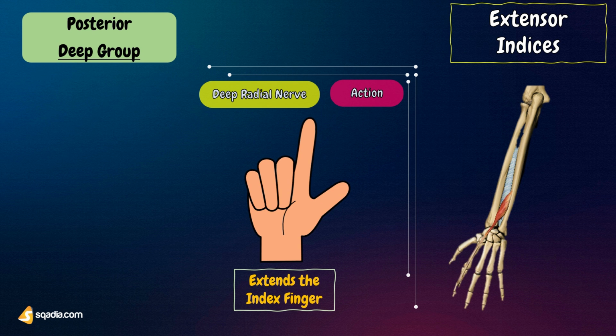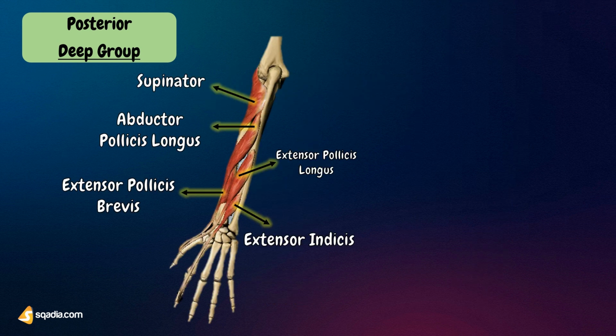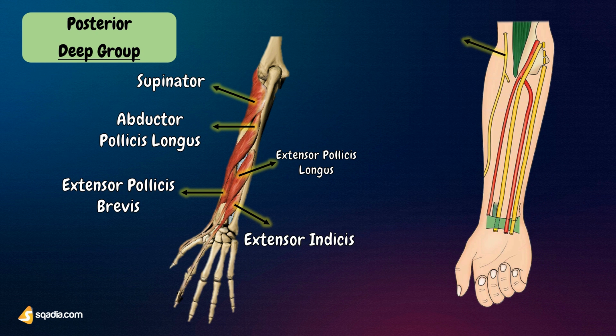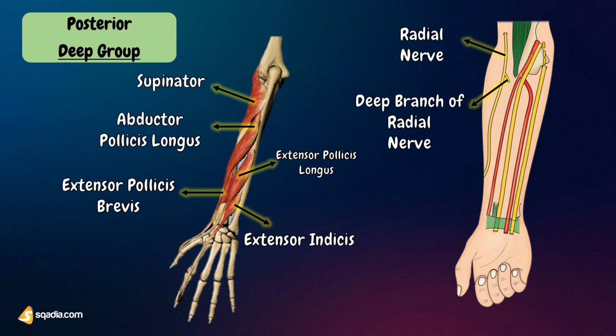This ends our discussion on the deep muscles of the posterior compartment. As you have seen, the muscles of the posterior compartment are supplied by the deep branch of the radial nerve, while those of the lateral compartment by the radial nerve. Our presentation on the compartments of the forearm has now come to a close.